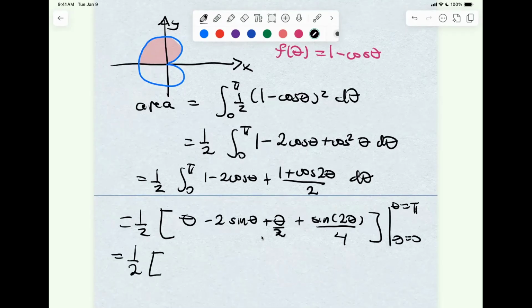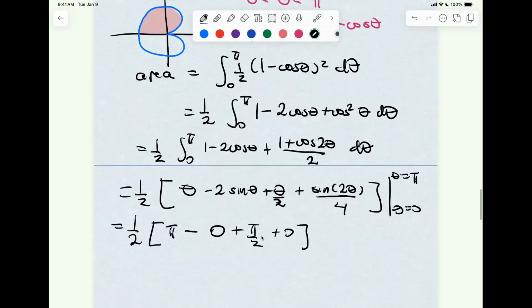So theta at pi and 0 gives you pi. Sine of pi and sine of 0 are 0, so you don't see the sine. And then the other one becomes pi over 2. You also don't see sine of 2 pi and sine of 0. They also become 0. So I'll just put minus 0, just to indicate that the sines don't contribute here. Okay, so that gives you what? 3 pi over 4.